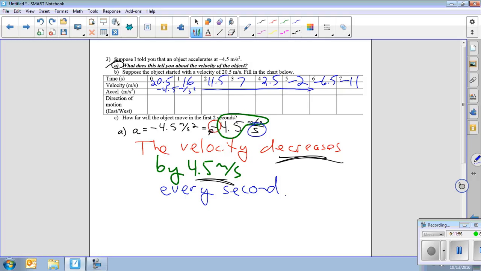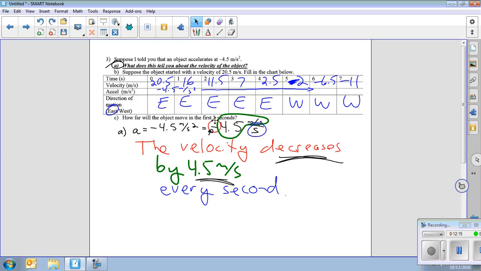All right, and then your direction of motion depends on if the velocity is positive or negative. So positive would be east. So we're going east, because these are all positive velocities until we get to here. Now the velocity is negative, so now we're going west. All right, so there we go.